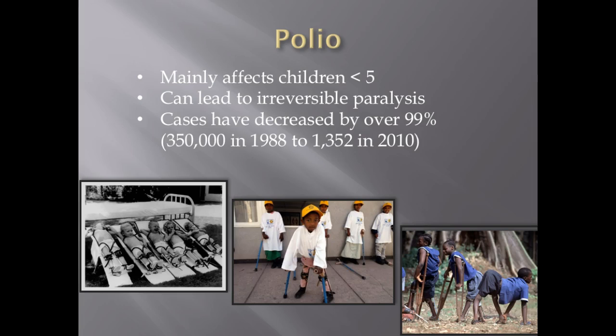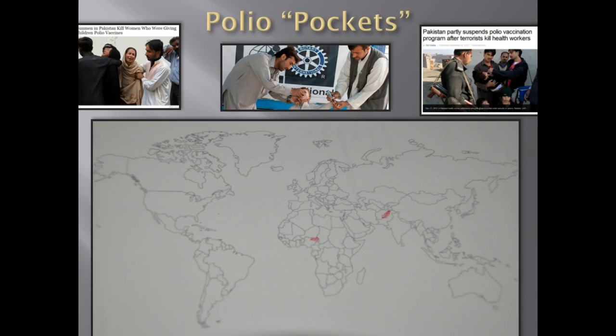It mainly affects children under the age of 5. It can lead to irreversible paralysis, as we can see in some of these older photos below. But the cases have decreased by over 99%. The picture on the left was from, I think, the 1950s with babies who had polio. Our current pockets of polio resistance include the areas highlighted red on this map, the Afghanistan-Pakistan border area due to a conflict, a few areas around Karachi on the coast, and also Nigeria. These cases were actually contracted in the border areas, but they moved to Karachi.